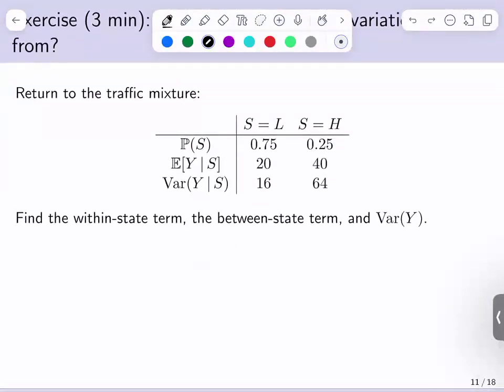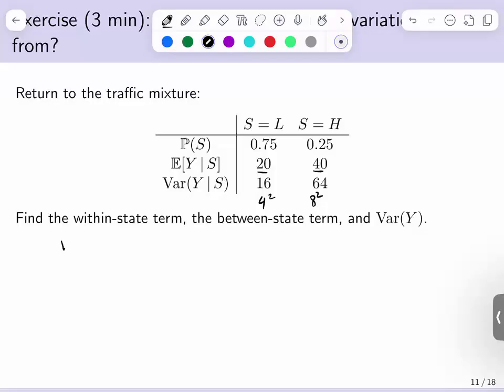So let's do the example again. We had the traffic example. We had two states. The probability of each state is this. The conditional means are 20 and 40, and then the conditional variances are given. It's like 4 squared, if you remember, and 8 squared. So this is the information that we gave in that hierarchical model. And then we want to find the variance of y. Maybe can anyone help me write it down?